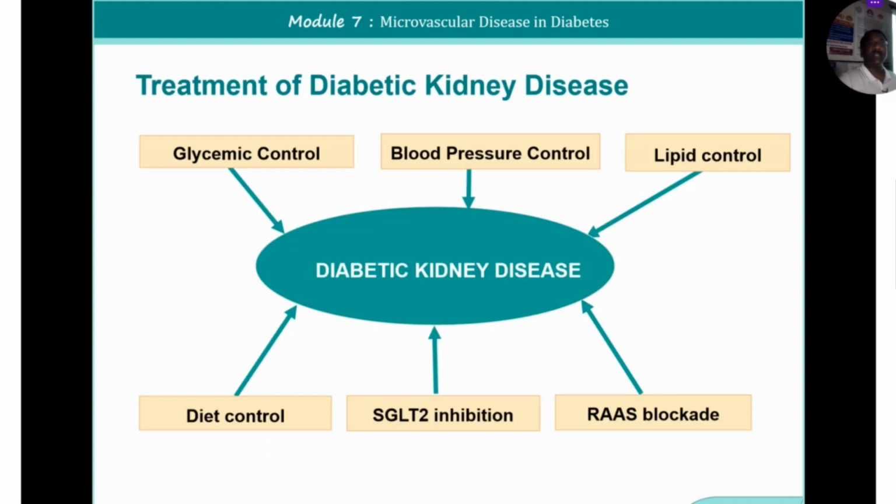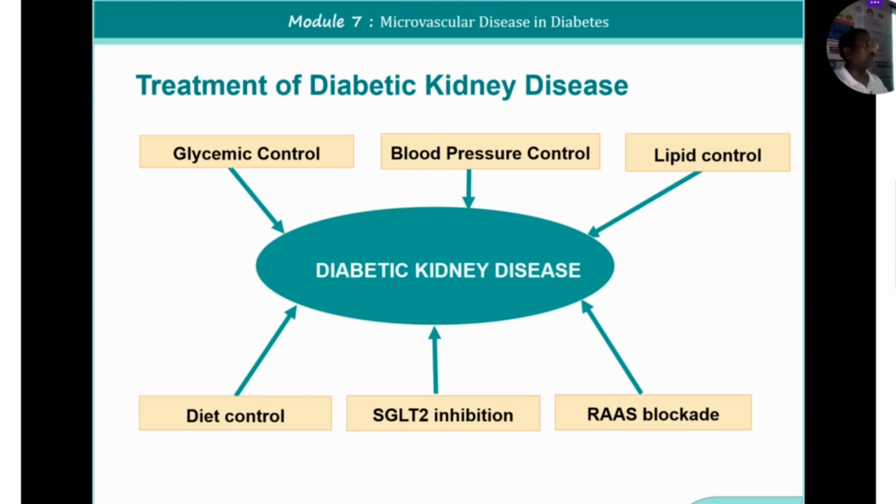So for treatment of diabetic kidney disease, again see the glycemic control with good drugs and insulin, and blood pressure control with your ARBs, diuretics, ACE inhibitors or ARBs. Most of these people, blood pressure control is very, very difficult in the CKD population. So there you have to treat it as resistant hypertension, using the 4th drug, 5th drug, 6th drug also.